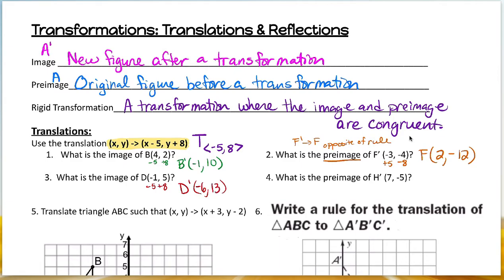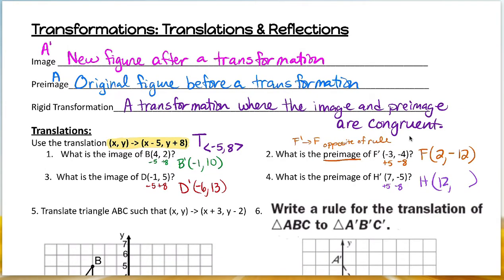On the pre-image question, we want to go backwards. So again, we're going to be adding the 5 and minusing the 8, doing the opposite of the rule here. Getting H, not H prime. 7 plus 5 is 12. And -5 minus 8 is -13.